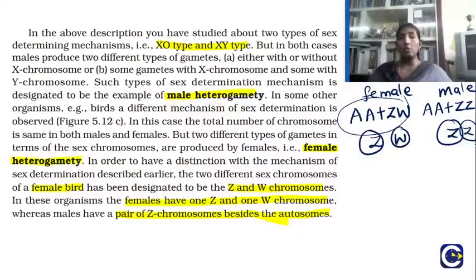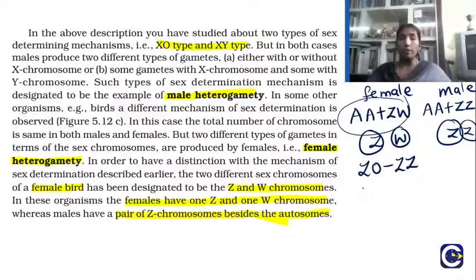And if it is a male, they will have a pair of Z chromosomes beside the autosomes, as it is expressed. So this you need to know. This is found in birds, certain insects, fishes, reptiles, etc. So it shows female heterogamety. There is also another method, the ZO and ZZ type, which is quite common with some moths and butterflies also.